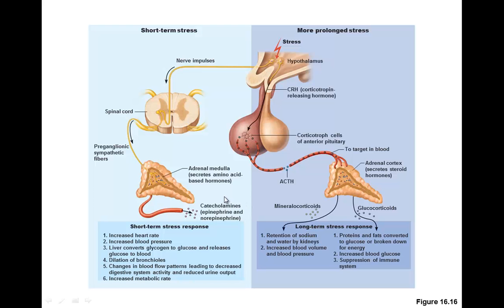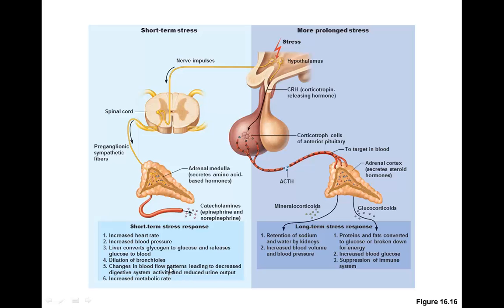So as we look at the stress response, we see the short-term stress response mediated by the sympathetic nervous system directly through the innervation of the adrenal medulla by those preganglionic sympathetic fibers, and it prompts the release of the catecholamines epinephrine and norepinephrine. Short-term stress response includes increased heart rate and blood pressure. The liver begins to convert glycogen to glucose, so it elevates blood glucose.